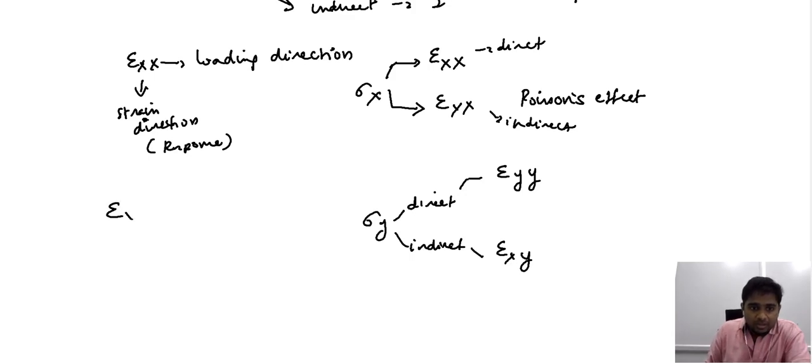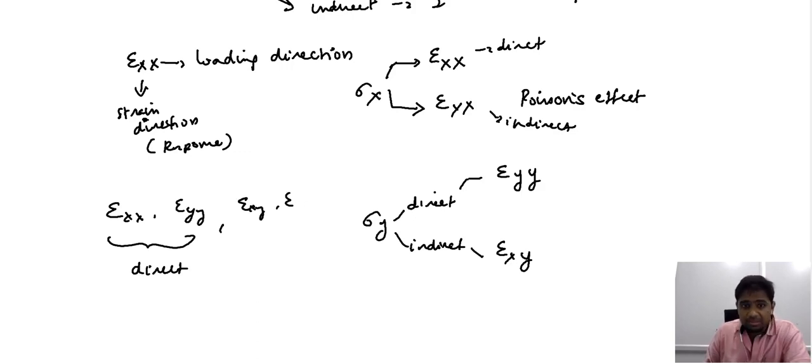So these two parameters, the epsilon with identical subscripts, indicate direct responses or direct strain, while parameters with dissimilar subscripts indicate indirect responses.